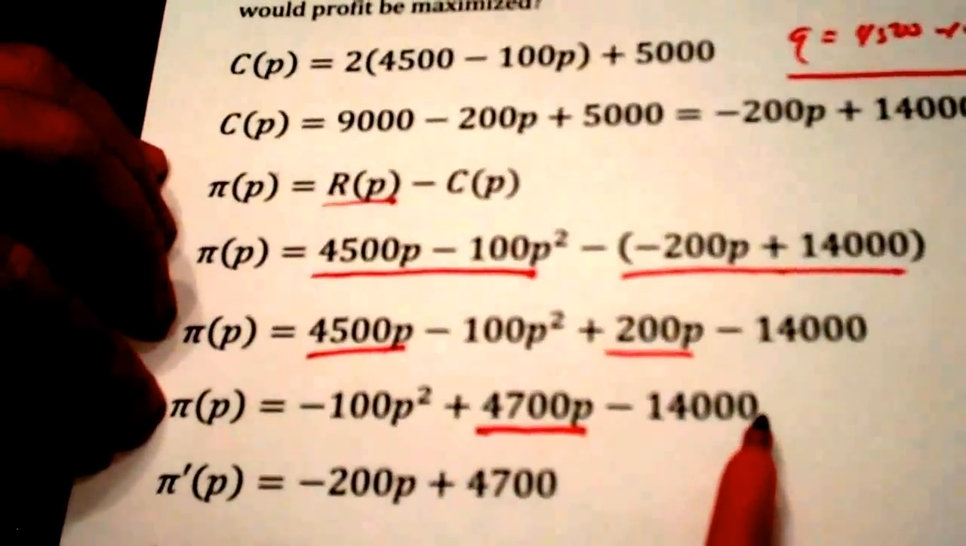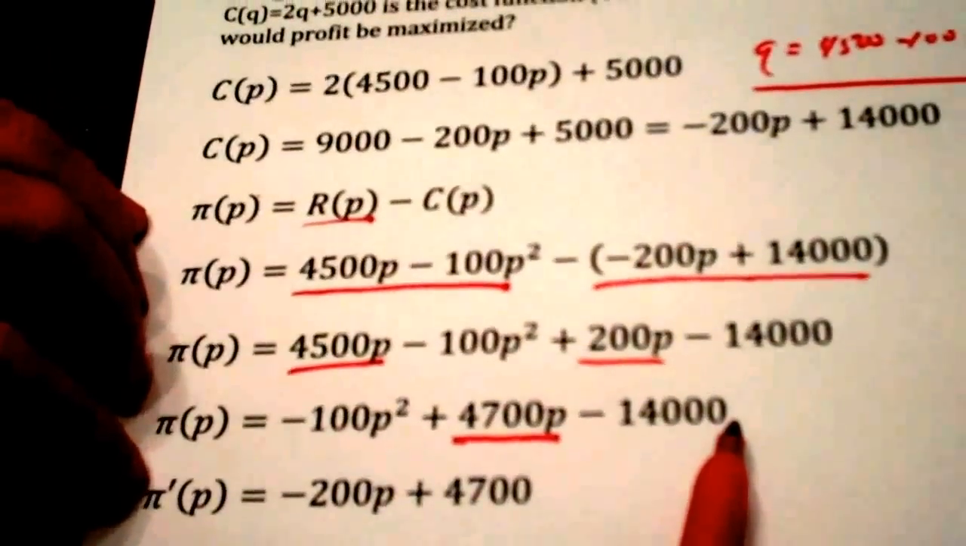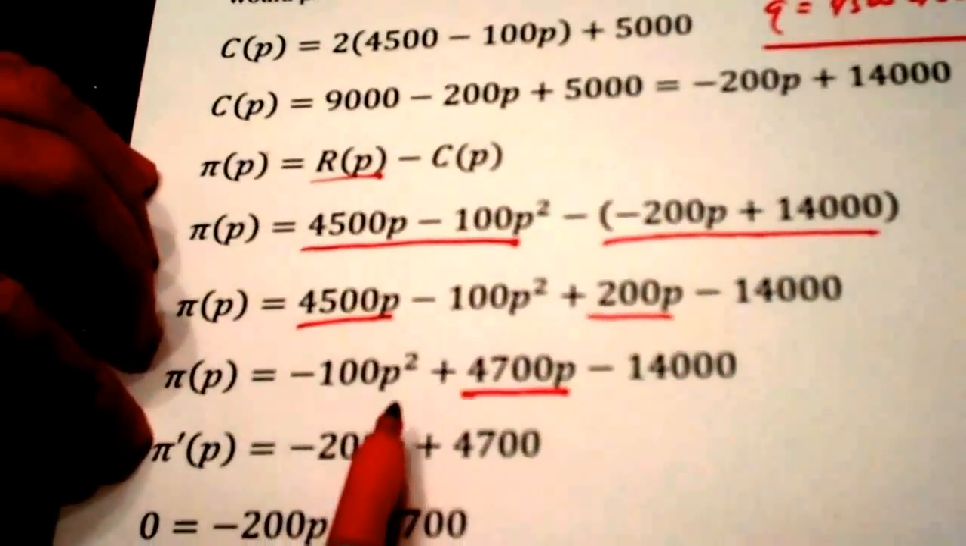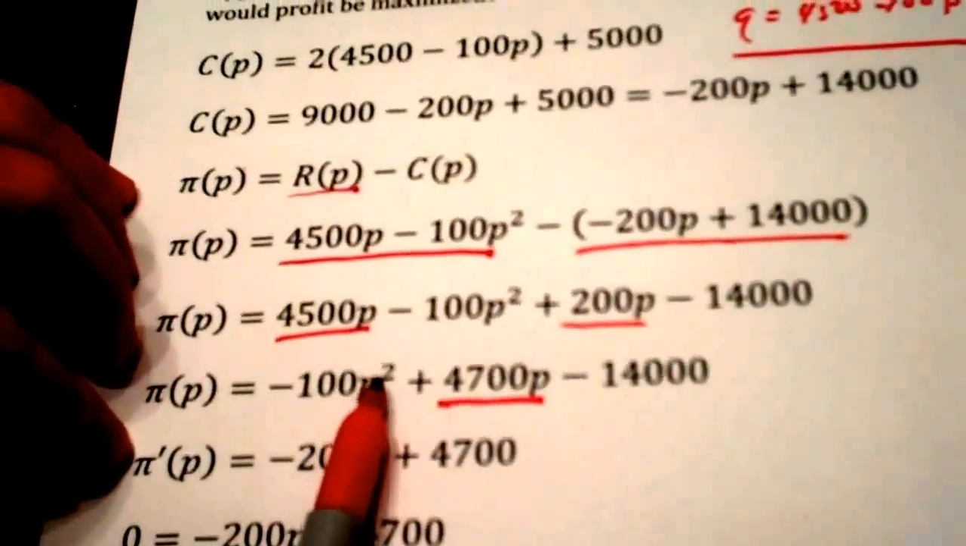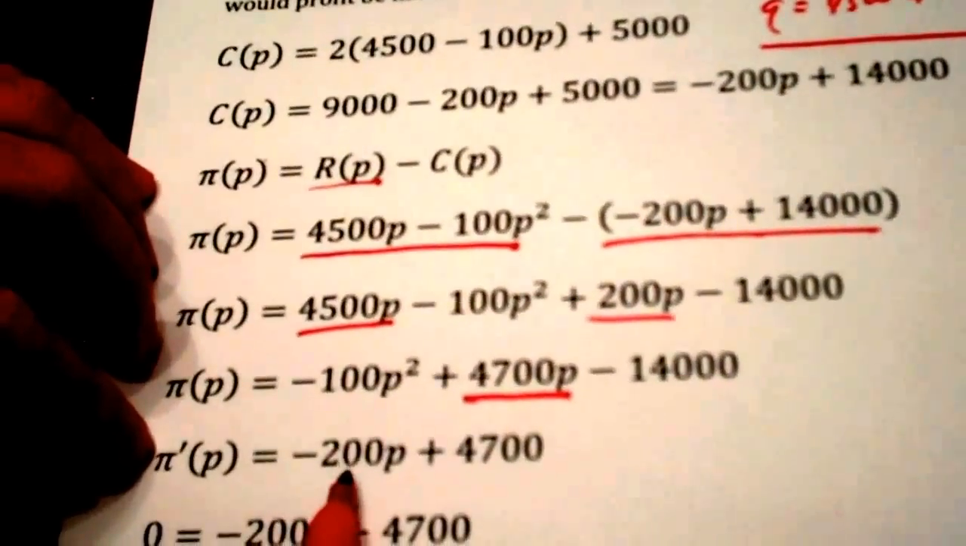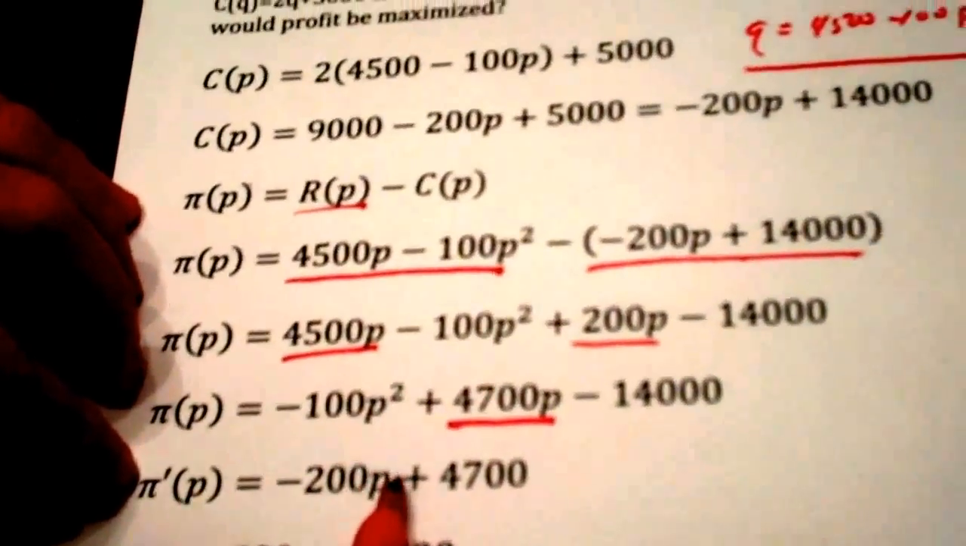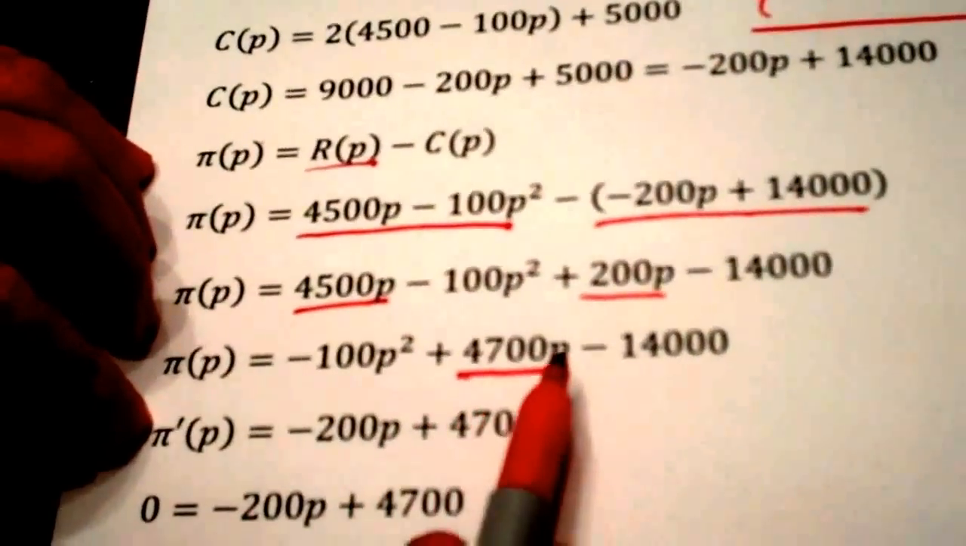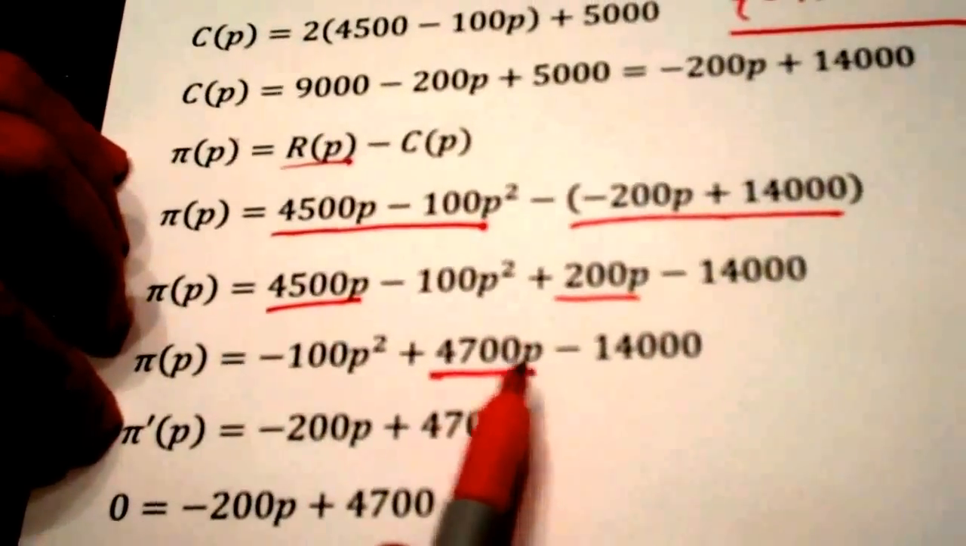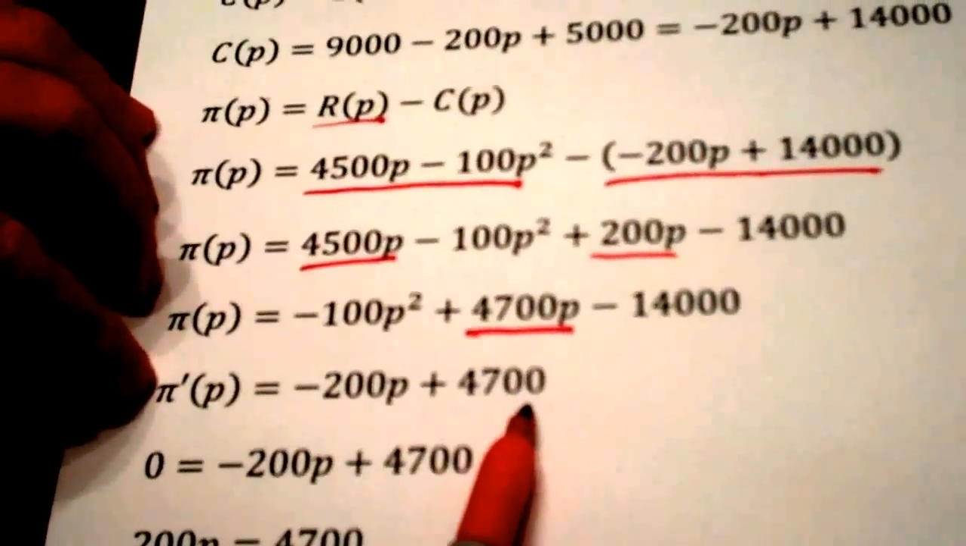Again, I want to maximize the profit. So I'm going to take the first derivative. This is a simple power rule in both cases. Moving the 2 times the negative 100 gives me negative 200, and subtracting 1 from the exponent leaves me with p to the 1. And the derivative of 4,700p is simply 4,700.